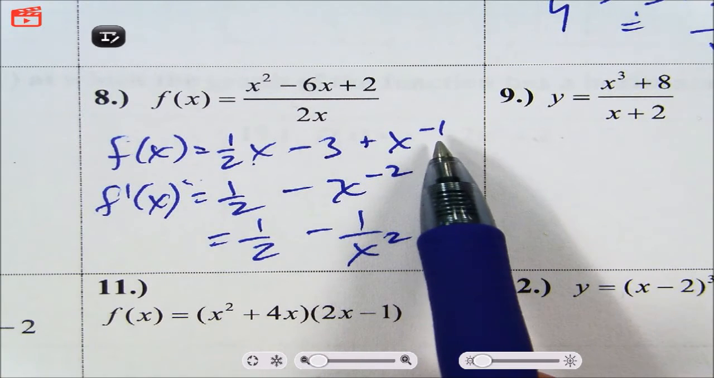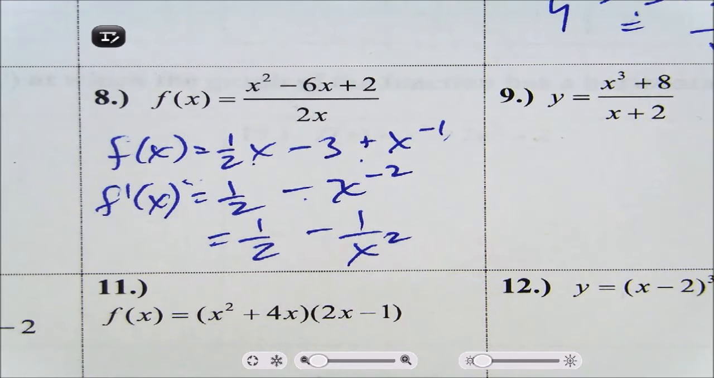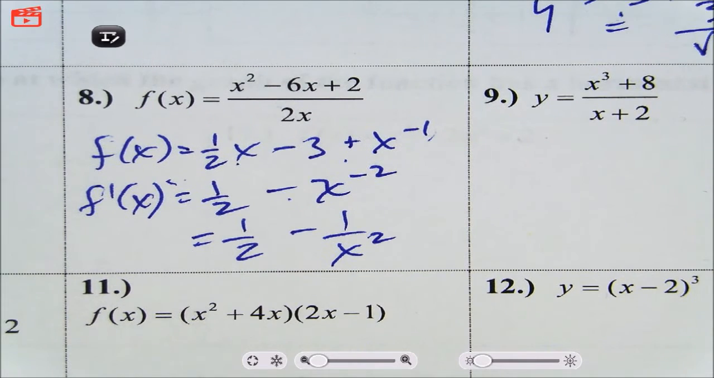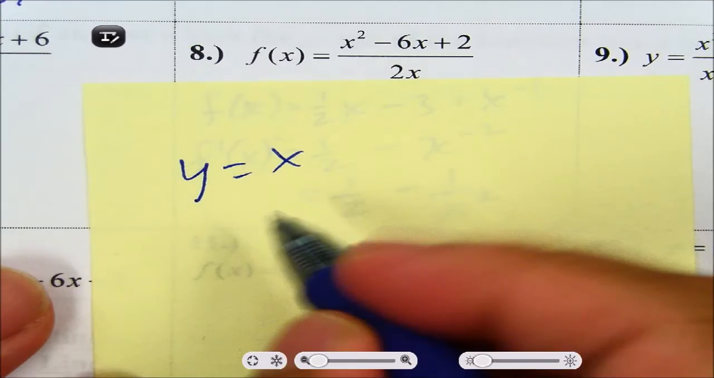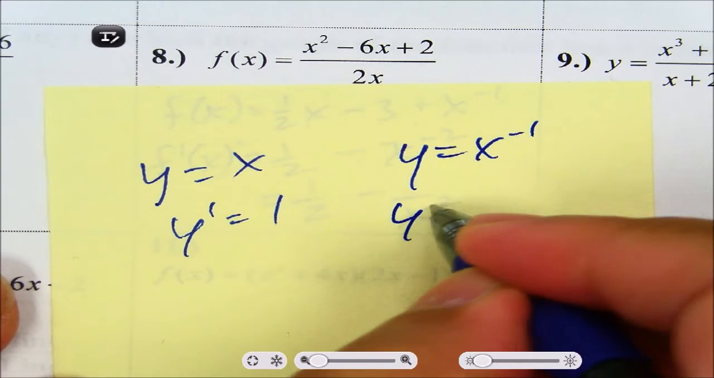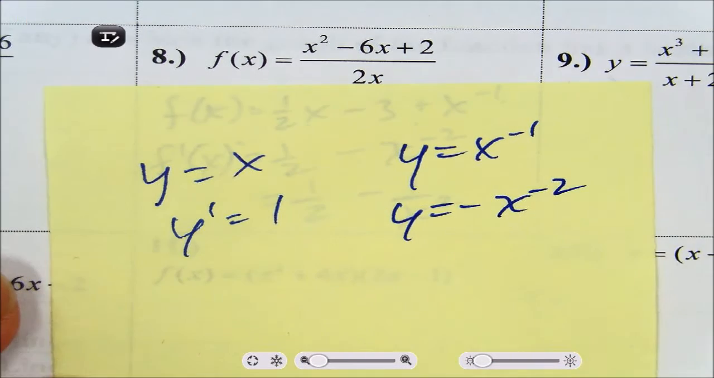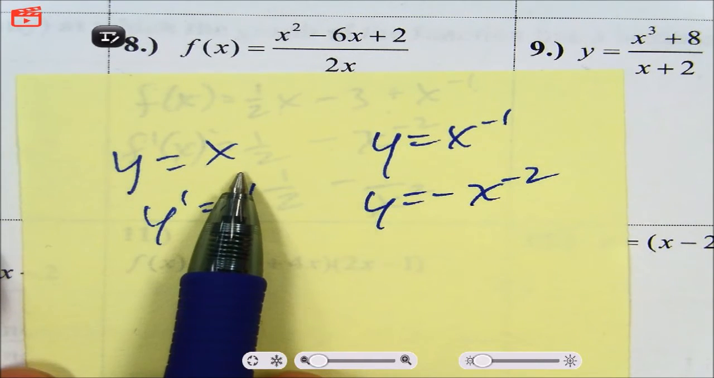Okay, the exponent here is negative 1, so that comes down. That's why it turns into a minus. If x to the 1 is 1, why is x to the negative 1 negative x to the negative 2? Okay? So his question is, if I have y equals x, the derivative of x is 1. He's asking if it's negative 1, why is it negative x to the negative 2? Right? That's your question? Yeah. Okay. So what is the exponent of x here? 1. 1.